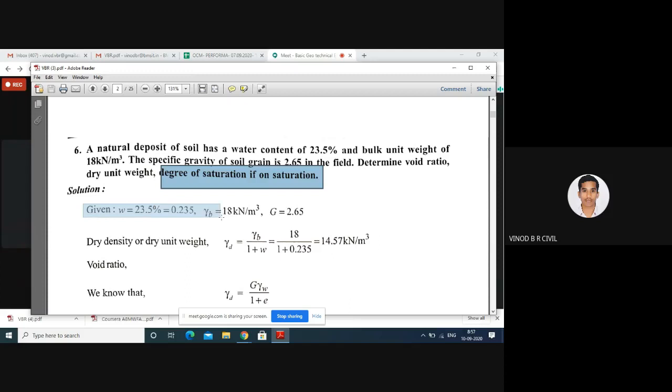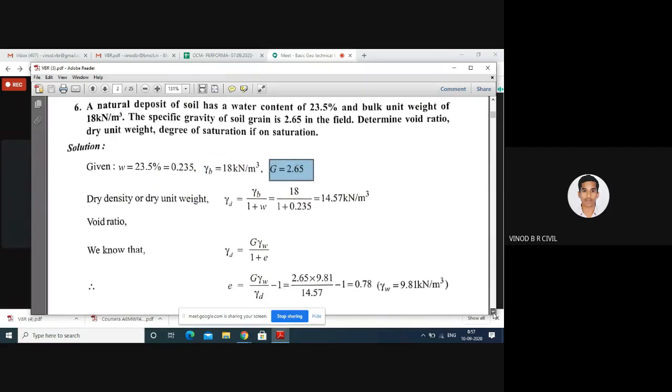What are the given data in the problem? Small w is the water content, that is 23.5. Gamma b is the bulk unit weight, that is 18 kilonewton per meter cube, and G, the specific gravity, is 2.65.